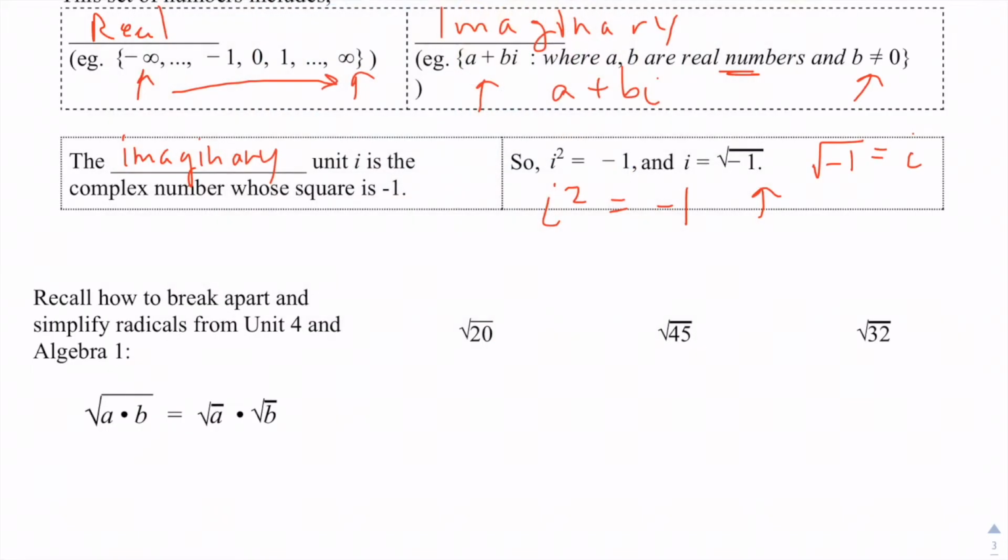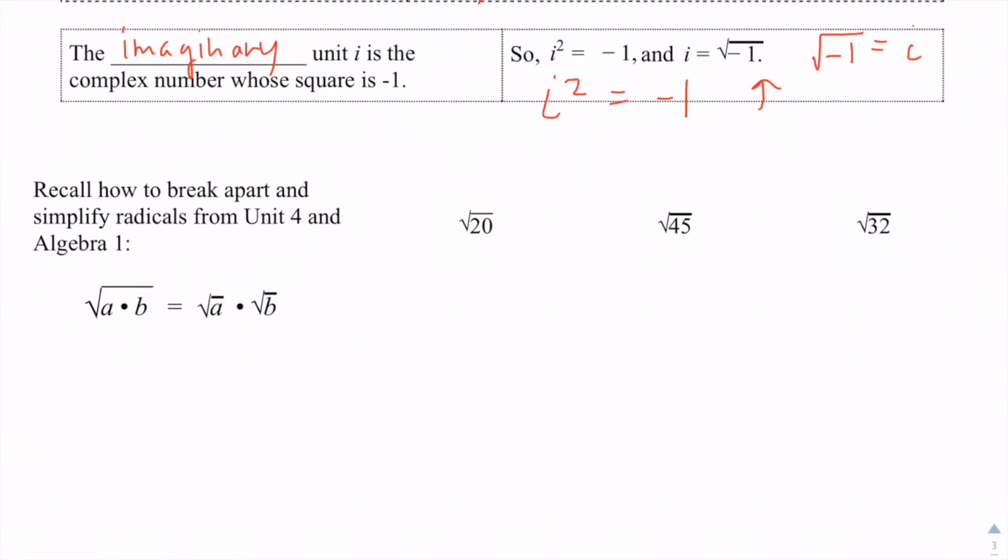Shifting gears a little after we took those notes, I'm going to remind you from Unit 4 and from skills in Algebra 1 how to break apart radicals. If you have two factors under a radical, like a and b, you can break it apart into the square root of a times the square root of b.